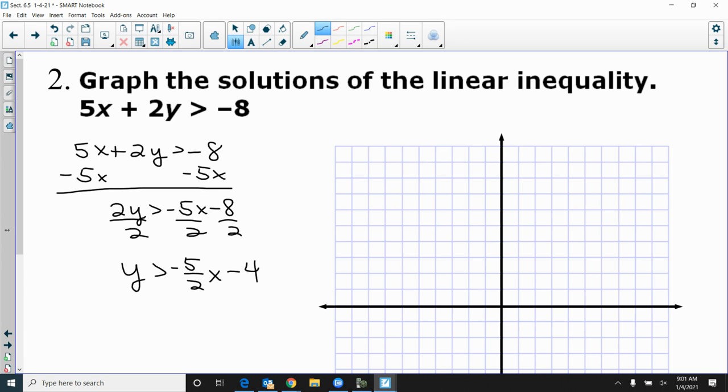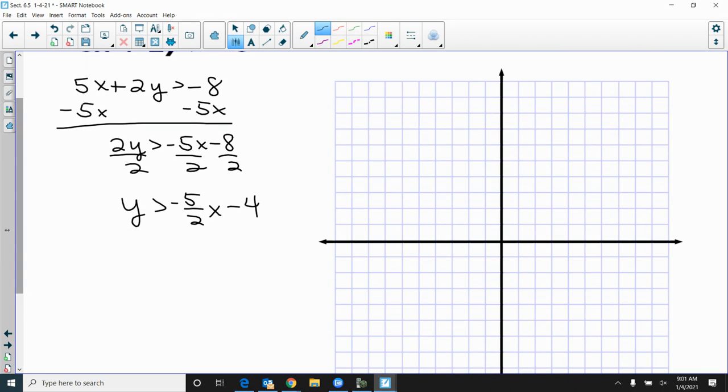Now, am I going to have a solid line or a dotted line? It goes with the symbol. Since it is just greater than, and doesn't have the equal to part, that means that we are going to use a dotted line.